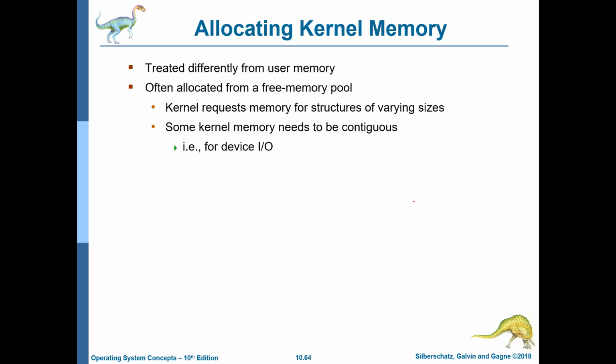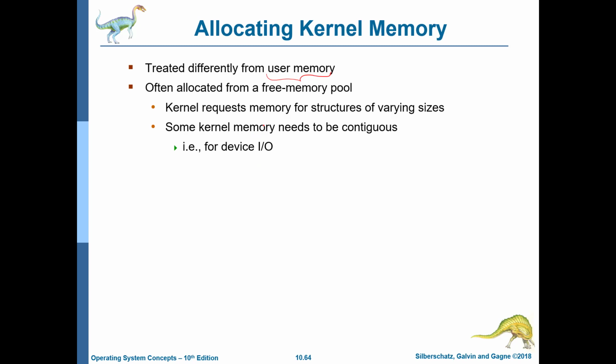Now, given that we have discussed virtual memory and the way in which user processes are allocated memory, let us look at the way that kernel memory is allocated. Of course, parts of the kernel these days run on virtual memory, so that remains the same. But when we talk about the real challenges of kernel memory, we are talking about physical memory. So kernel memory is treated differently from user memory. It is often allocated from a free memory pool.